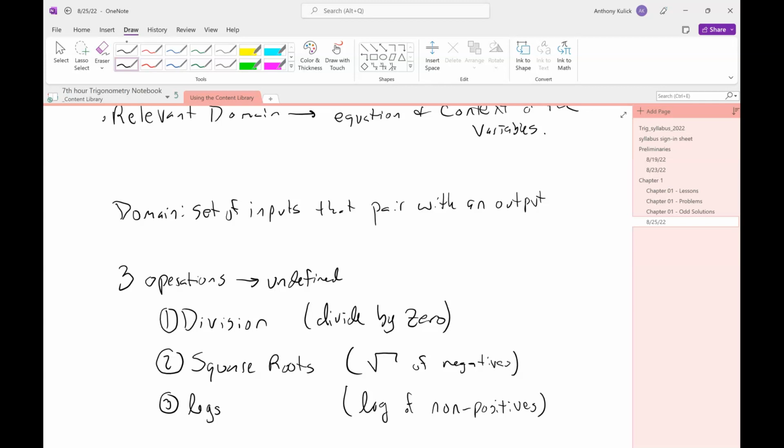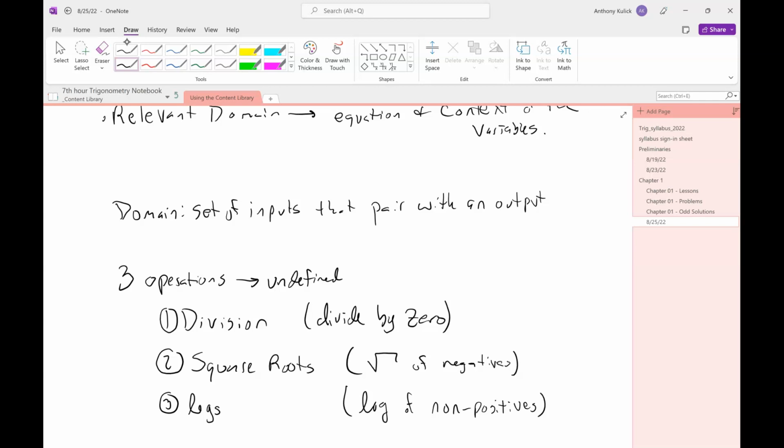Mostly because I want to point out and ask an interesting question here. Is there a difference between negatives and non-positives? Because Mr. Kulik used those two things. Do you think he just used synonyms, or is there a difference? There's a difference. Excellent. What is the difference? The non-positives have one more number in that group than the negatives do. 0 is neither positive or negative.